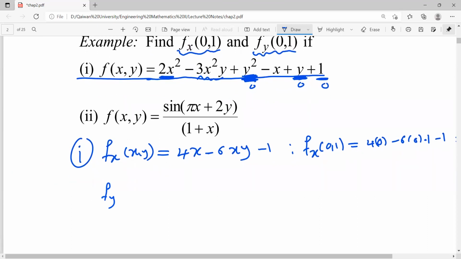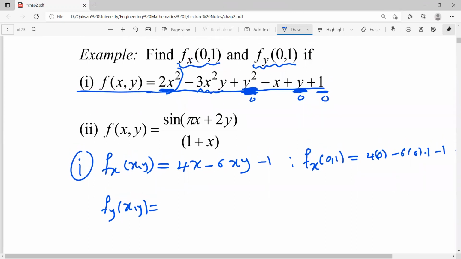So f sub y of xy equals what? We are going to take the partial derivative of the function with respect to y. Okay, here we are going to treat x as a constant. This term becomes 0 because we have no y in that term. We're going to take the derivative with respect to y. As you have no y in that term, its derivative is 0. So this becomes 0. We don't write down anything for that term.